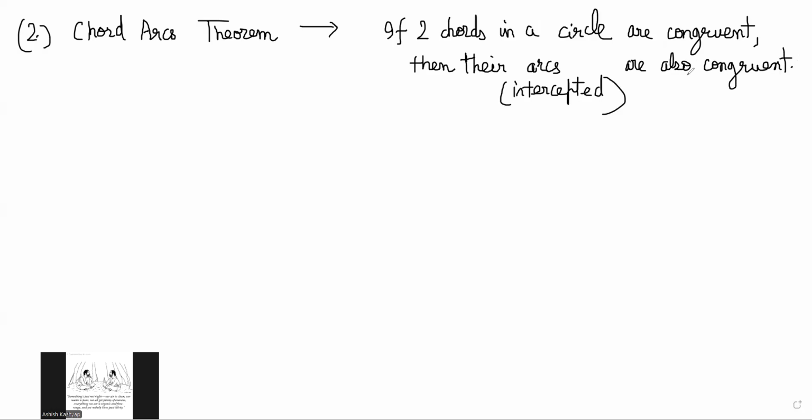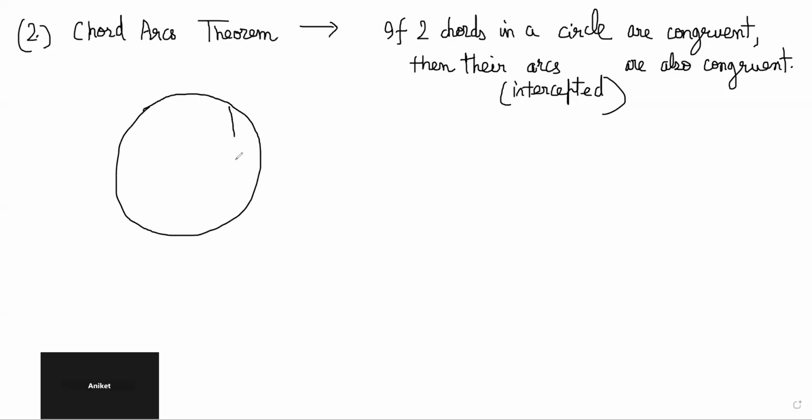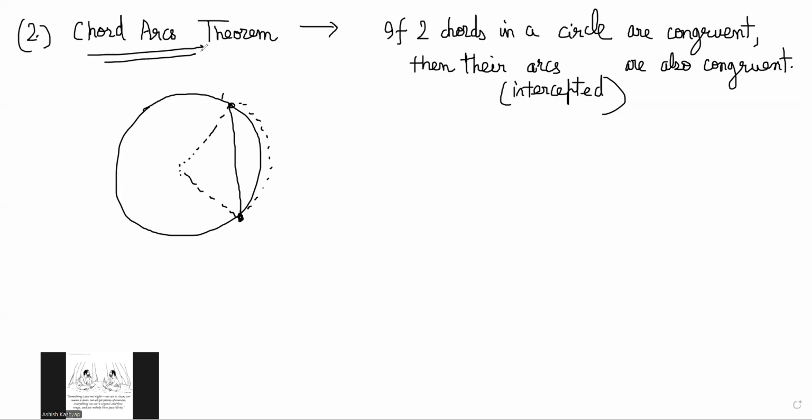When you make a chord, you are already intercepting an arc on the circle, right? This is the arc that is intercepted by this chord. If two chords have the same length, then the arcs will also be congruent. That's the theorem. It is an obvious statement. There is nothing to describe here, basically.